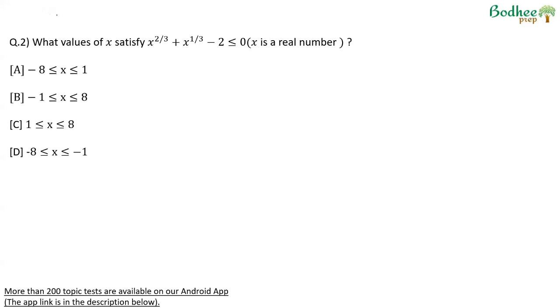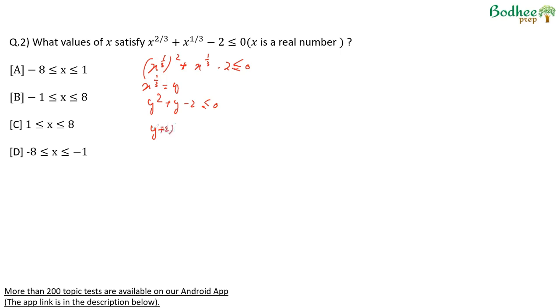What values of x satisfy x raised to power 2 by 3 plus x raised to power 1 by 3 minus 2 less than equal to 0? Now this can be written as x raised to 1 by 3 squared plus x raised to power 1 by 3 minus 2 is less than equal to 0. Replace x raised to power 1 by 3 by y. This becomes a quadratic in y: y square plus y minus 2 is less than equal to 0.